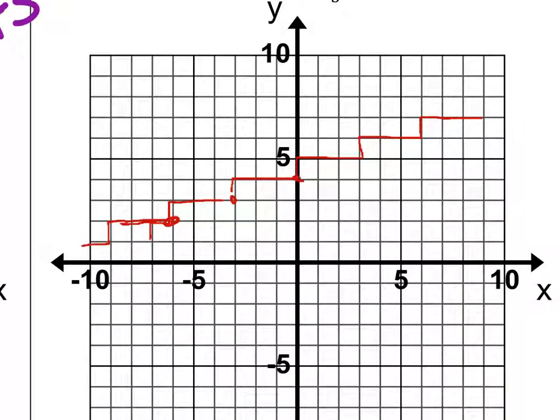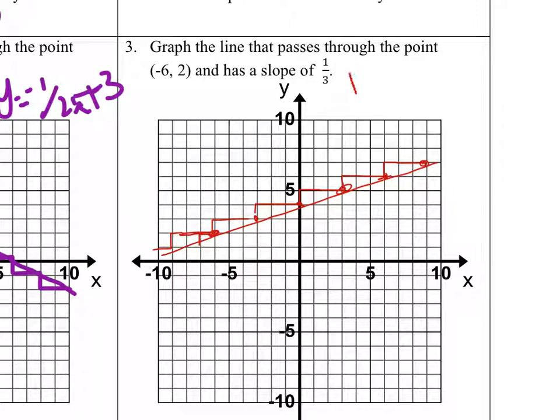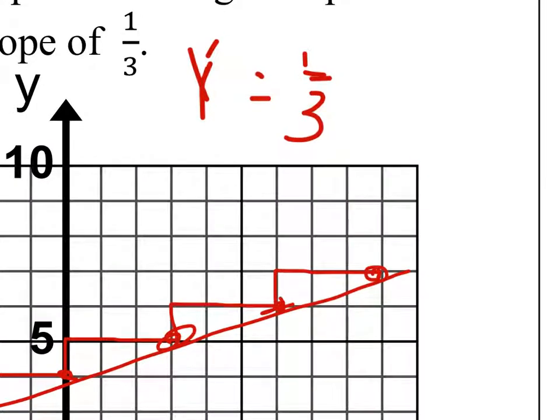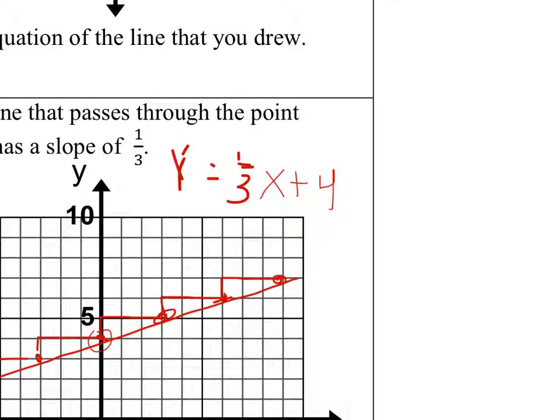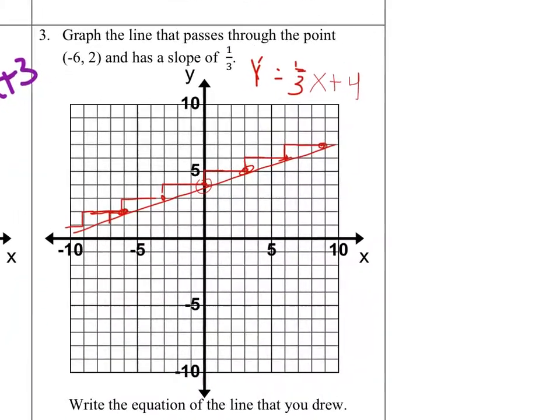So, you plot the points on it. Draw the line through, and this would be y equals 1/3 x plus 4, because the y-intercept is right there. Correct. Very good.